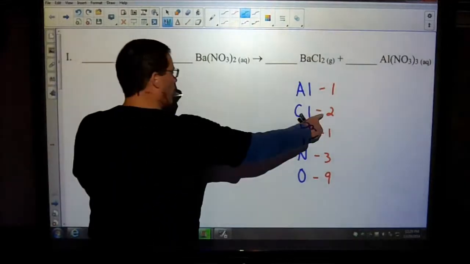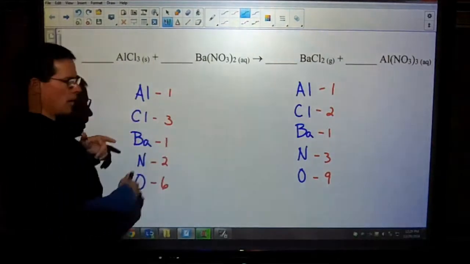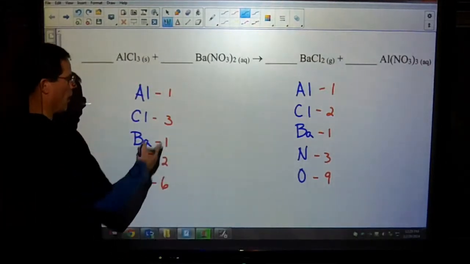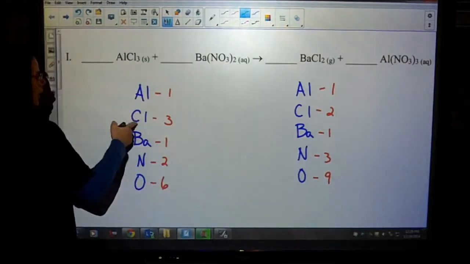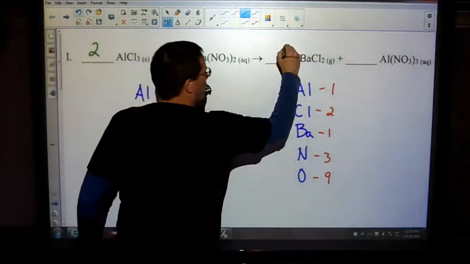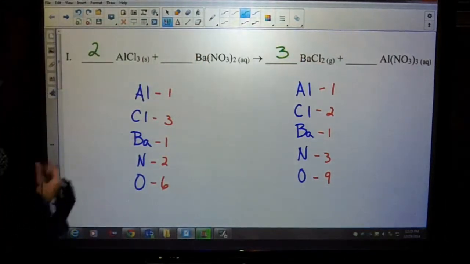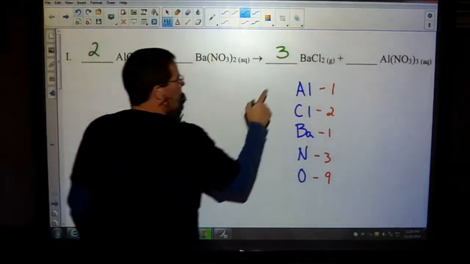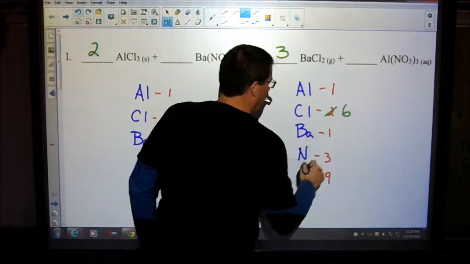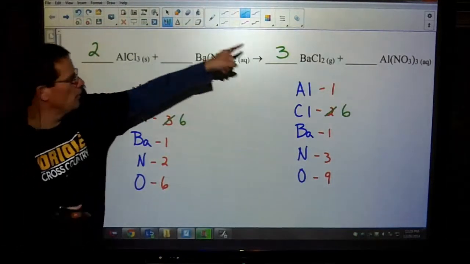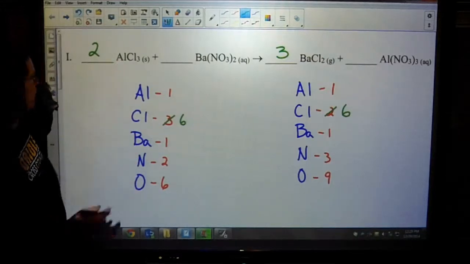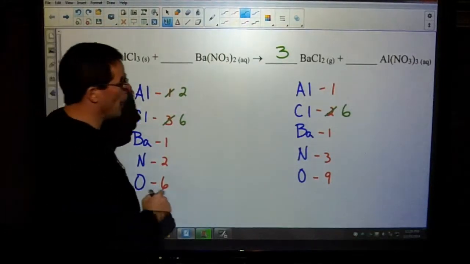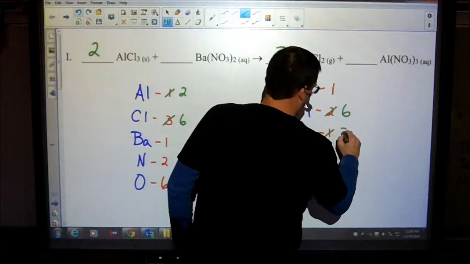The only way I can resolve getting these to equal the same is to find a common denominator or a common value. So if I have 3 and 2, I'm going to multiply this by 2 and multiply that by 3. The way I do that is I put a 2 there and a 3 there. Now I've balanced my chlorines. To check, I have 2 times 3, which is 6, and then I have 3 times 2, which is 6. Since I put a coefficient in front of these, I need to balance those as well. So now I've got 2 aluminums, I'm going to update that, and I have 3 barium, and there I go.